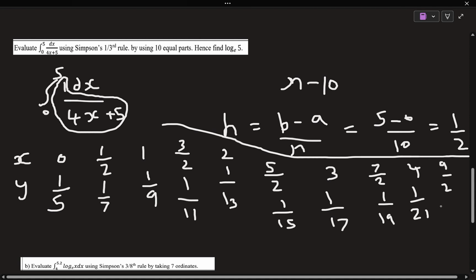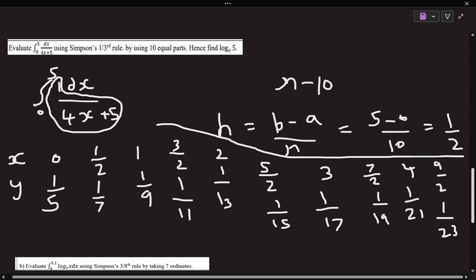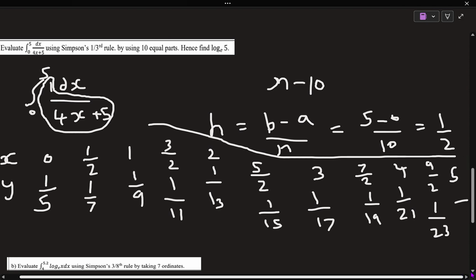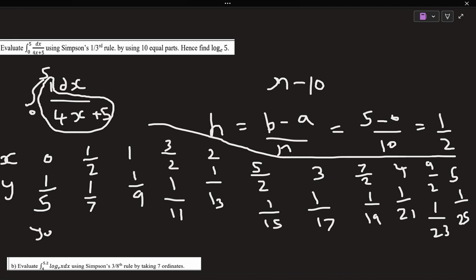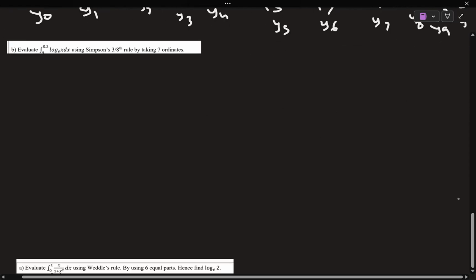9 by 2. The value will be 1 by 23, and my last value is 5, for which my value will be 1 by 25. So these are all my values which is required. Now I consider my first value as y0. The same way I continue y1, y2, y3, y4, y5, y6, y7, y8, y9, y10.